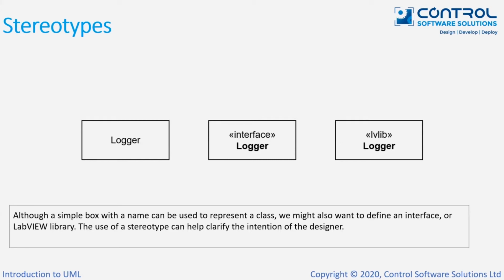One of them is an object, or a class, that I've labeled as an interface. So that would be a special interface class. And then the one to the right, I've shown a logger as a LabVIEW library. This is an example where people who might not be using object-oriented are probably still going to be working with LV-lib files. And a lot of the diagrams that we show would apply to LabVIEW libraries as well.